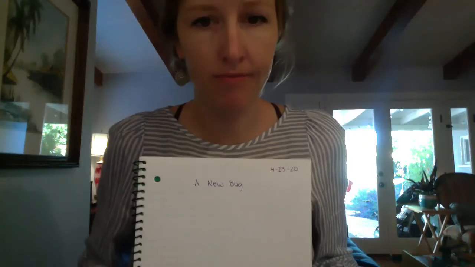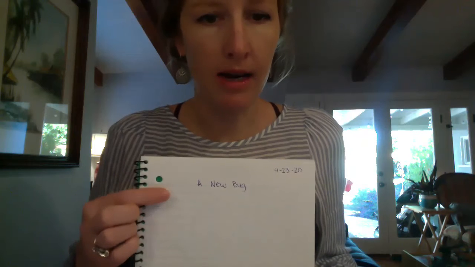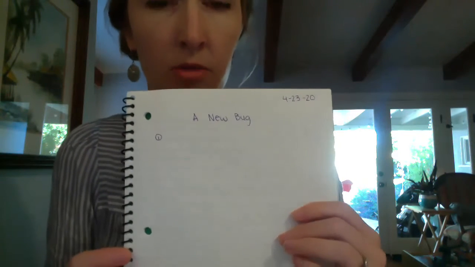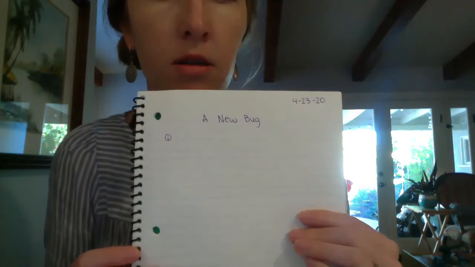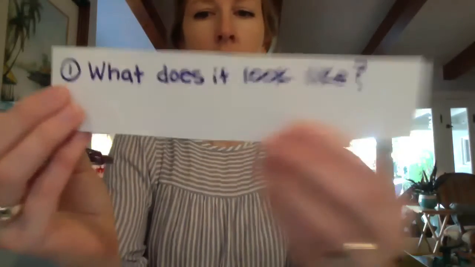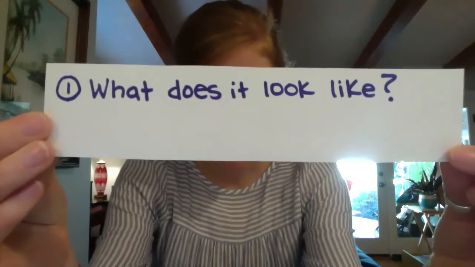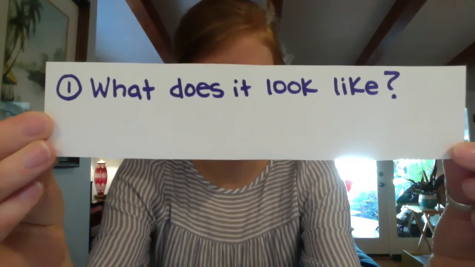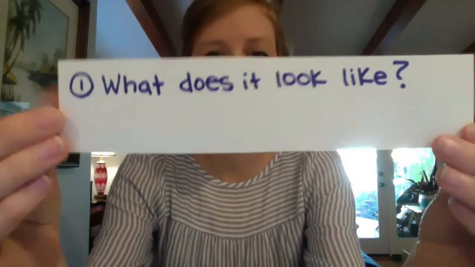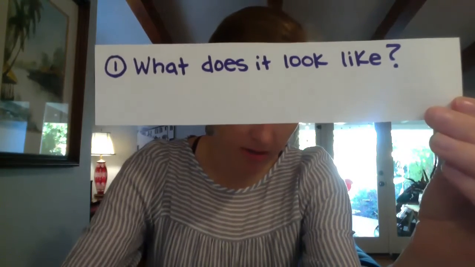So in your journal, you're going to be writing on that top line, number 1. And we have 3 questions we'll be going over today. So this is the first one. And the first one is, what does it look like? So you're gonna write, what does it look like? You can pause this for a minute, and then I'll go over an example of what that would look like.